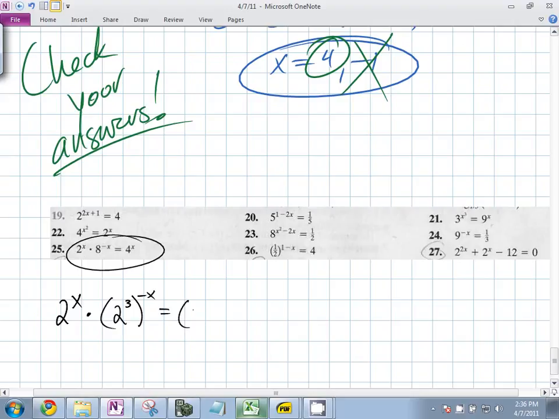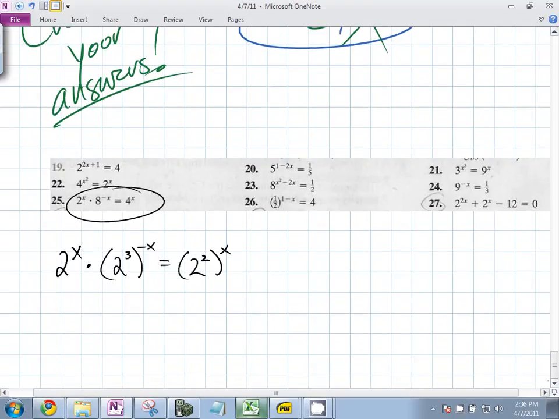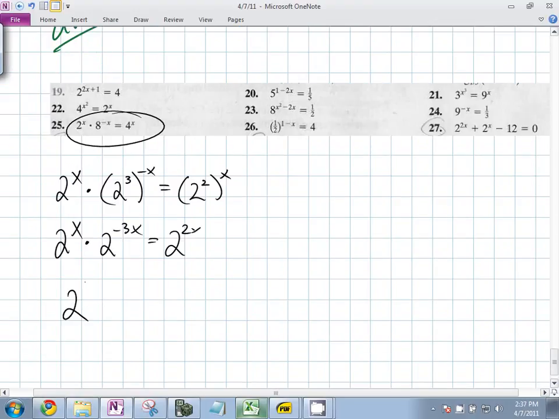What do we know about logarithms? Things are much nicer when you have the same base. Same thing with exponents. So if you can, what do you build? The same base. Now, what do you do with powers of powers? And what do you do when you have the two bases the same and you multiply? Add. So it's 2 to the negative 2x.